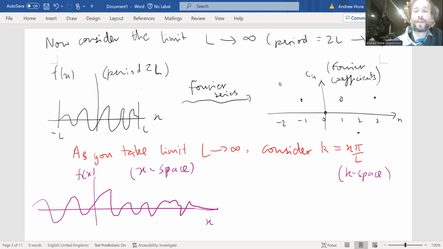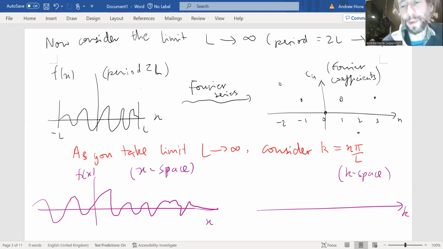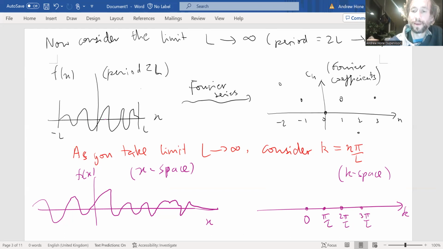Rather than say that we've taken the limit already, I want to think about when L is very large and what it would look like if we plotted values on the k-axis. Values of Cn, but the point is that when n equals 0, k is 0. When n equals 1, you would have pi over L. When n equals 2, you would have 2 pi over L. When n equals 3, you'd have 3 pi over L, and so on.